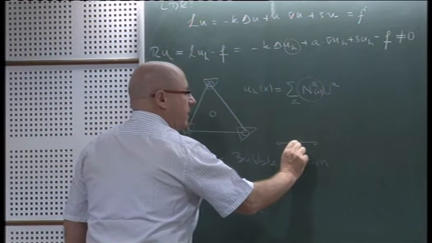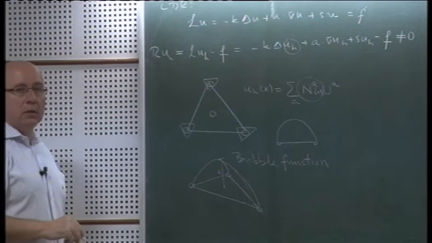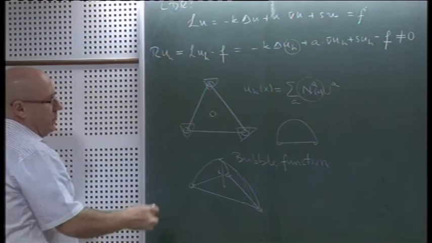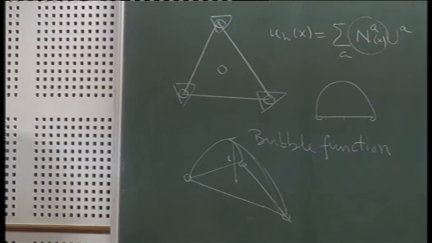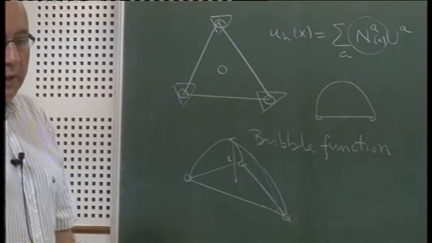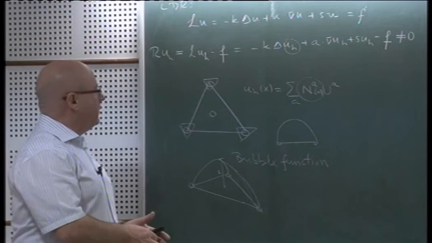In 1D, the bubble function is just a quadratic polynomial, a parabola. In 2D, the bubble function can be shown to be cubic. This is basic interpolation theory of finite elements. It's a cubic polynomial in terms of the coordinates x and y, and takes the value 1 here and 0 on the edges. There are also other types of bubbles. A bubble in general is a function that vanishes on the boundary of the element.